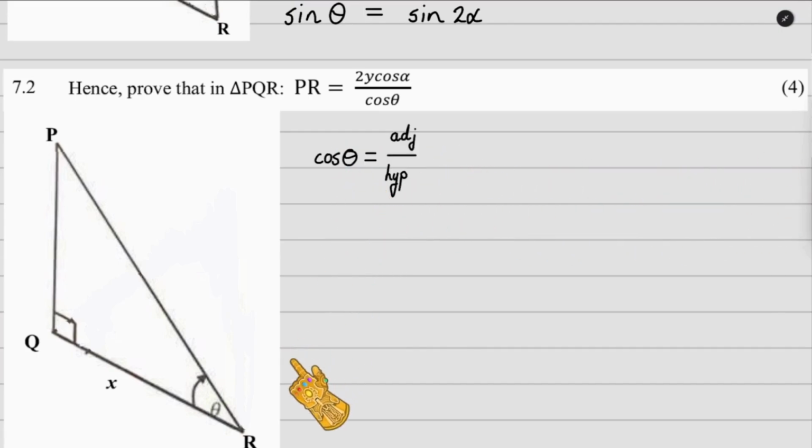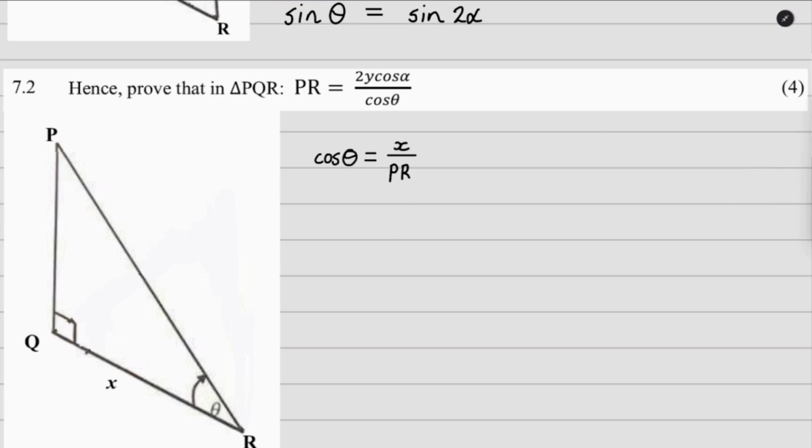Okay, so this is already our angle theta. The adjacent side is just x, so we fill in x there. And the hypotenuse of our triangle is PR, so we just fill in PR there. Now I want to get PR on its own, so I can literally just swap it with cos theta. It's a shortcut of cross multiplying.